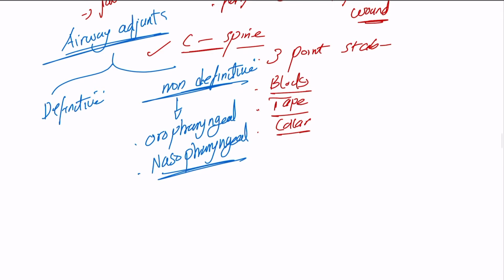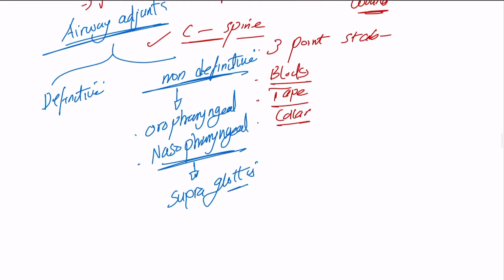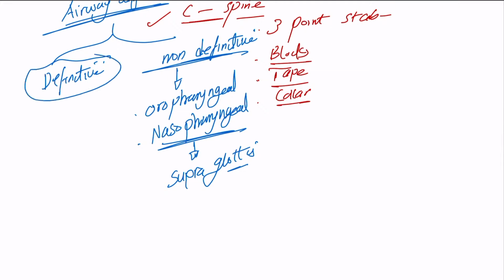The difference between a non-definitive and a definitive airway is the glottis. The non-definitive one is supraglottic, above the glottis. The definitive airway is infraglottic, and that will be the endotracheal tube, whether it's cuffed, has a balloon, or a non-cuffed endotracheal tube, and also tracheostomy.